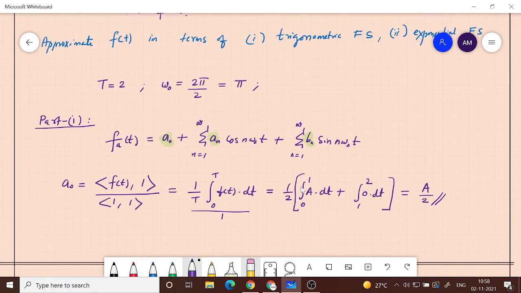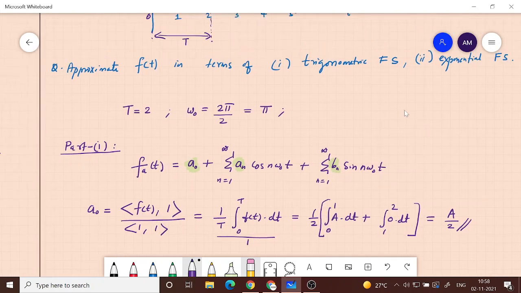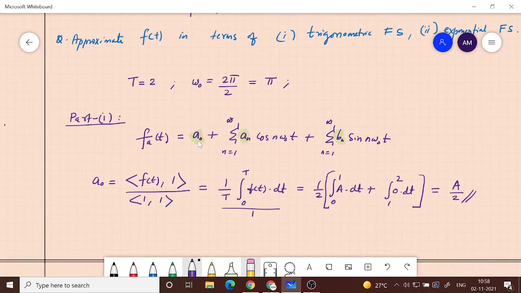Contribution is only from the first integral. The second integral is 0. The first integral is A into integral dt, which is t. When you put the upper limit, it is 1 minus 0, A into 1 minus 0, which is A. So it is A by 2. We got one constant, which I can put now here. Now let's evaluate the next constant.